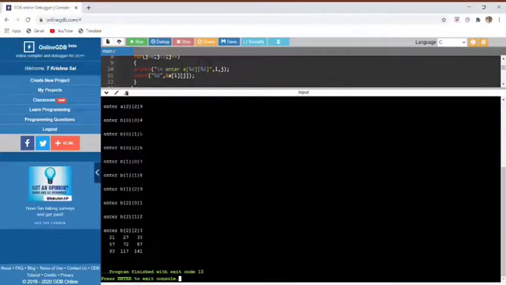Yes, the output is right. We can check also, using the first row of the A matrix and the first column of the B matrix. 1 into 4 is 4, plus 2 into 5 is 10, so 14, plus 3 ones are 3, so 14 plus 3 is equal to 21. The answer is right, so all will be right.